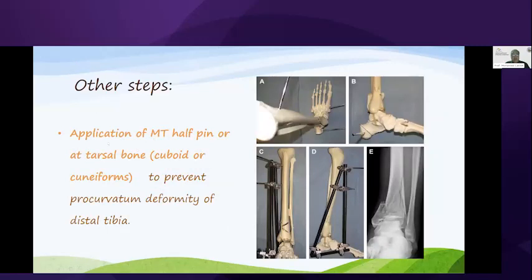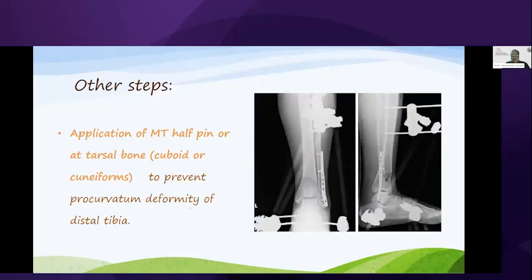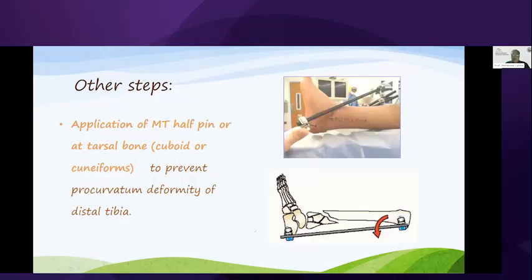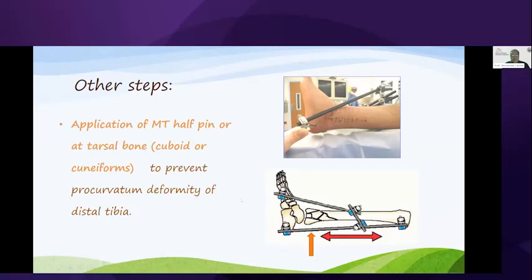When you use traction by external fixation as a first step, we must fix the first ray or the medial cuneiform or cuboid bone to prevent procurvatum deformity of the distal tibia, like this photo. So we must fix the first ray.